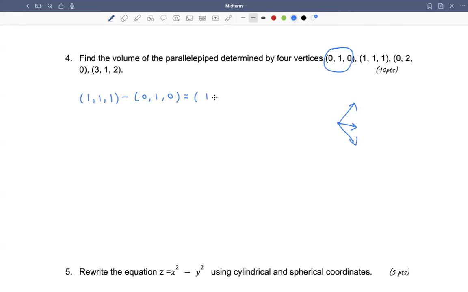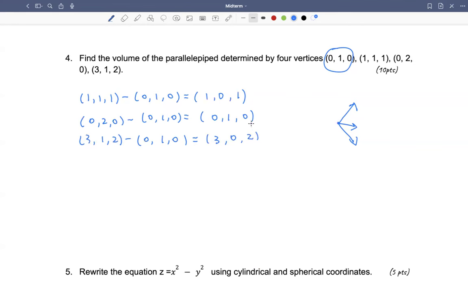So 1 minus 0 is 1, 1 minus 1 is 0, 1 minus 0 is 1. Then 0, 2, 0 minus 0, 1, 0: 0 minus 0 is 0, 2 minus 1 is 1, 0 minus 0 is 0. Then we have 3, 1, 2 minus 0, 1, 0: 3 minus 0 is 3, 1 minus 1 is 0, 2 minus 0 is 2.